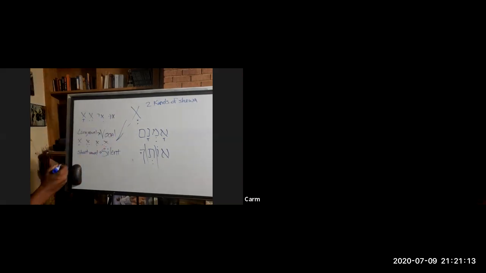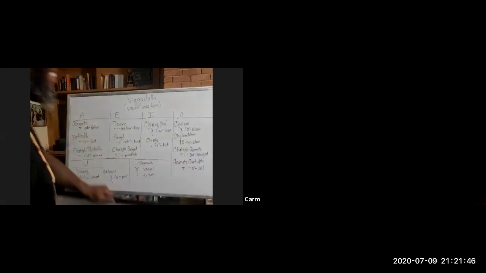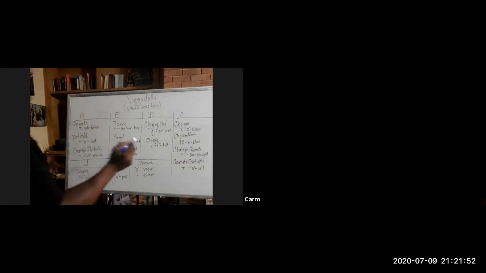These are your long vowels. These are your short vowels. That looks like you got four dots underneath the last, but we know that's the silent one, right? I'm going to overdraw all capitalized. Silence. So those are your two kinds of shiwa. And this is your Nikudot chart.